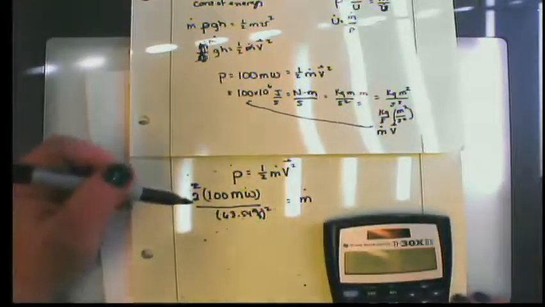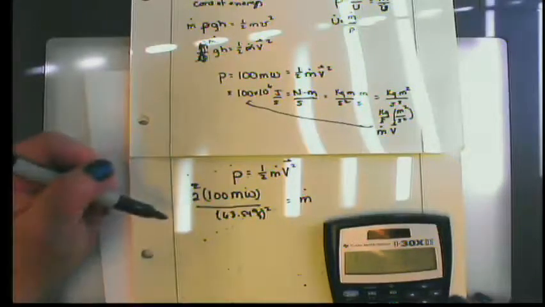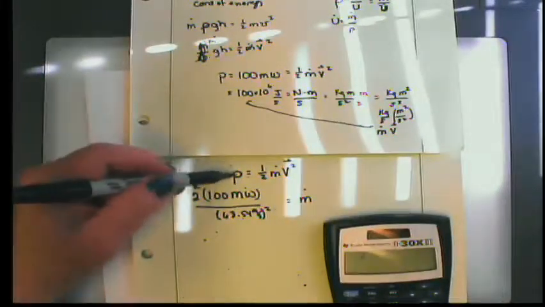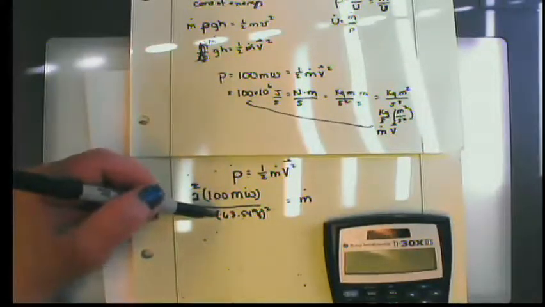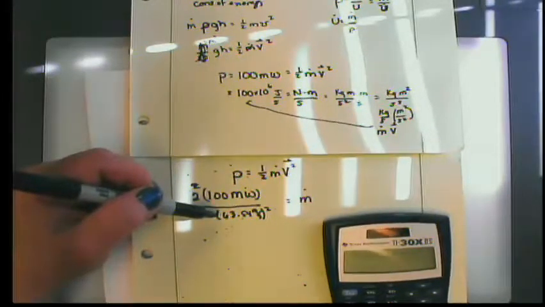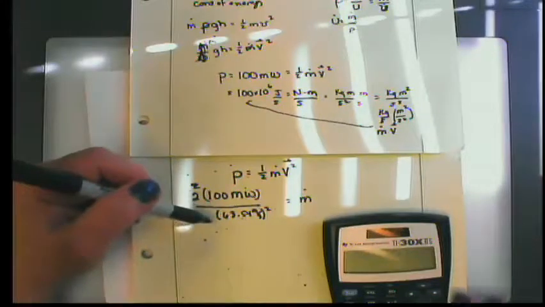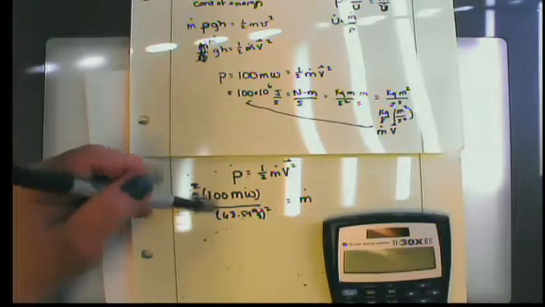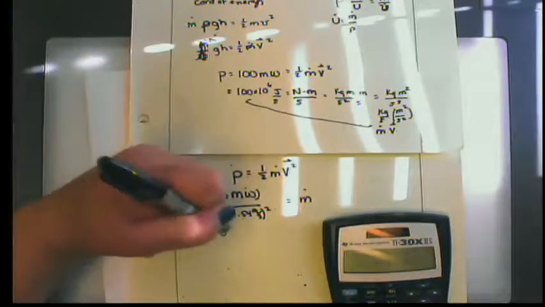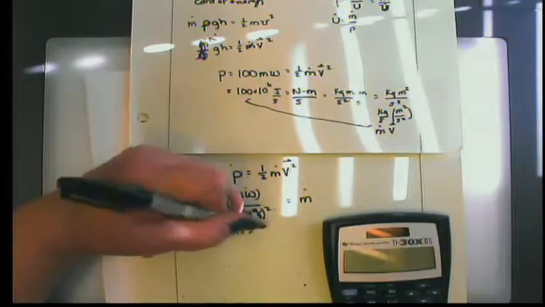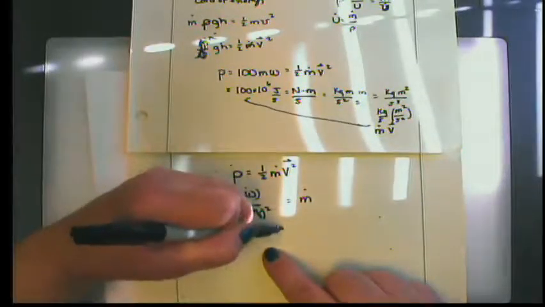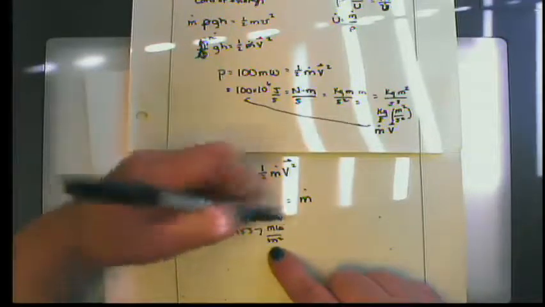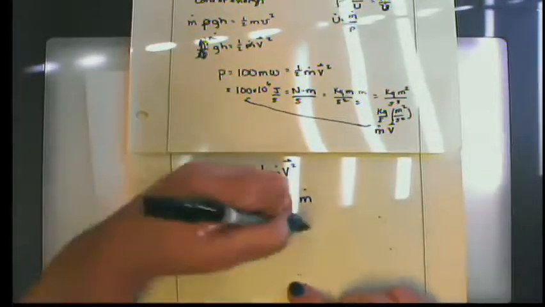So I get, yeah, I missed something here too. 2 times 100 divided by 63.54 and divided again by 63.54. And that number turns out to be 0.049537 in units of megawatts per meter squared per second squared. So second squared comes up here, equals m dot.